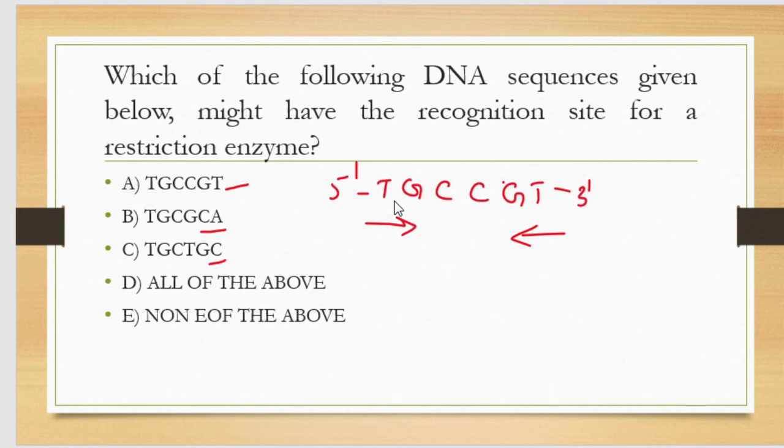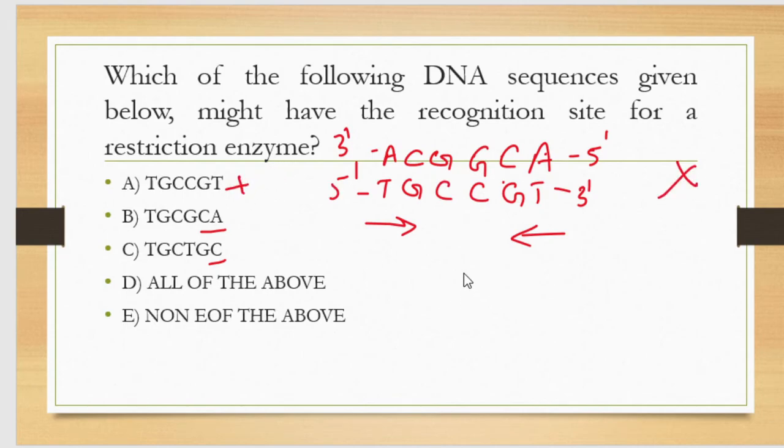Since DNA is a double-stranded helix, you will have the other strand also. So you need to write the sequence of the complementary strand as well, which will be A, C, G, G, C, A. Now are you able to get the palindromic sequence? This is TGC, but this is ACG. So no, this is not your answer.